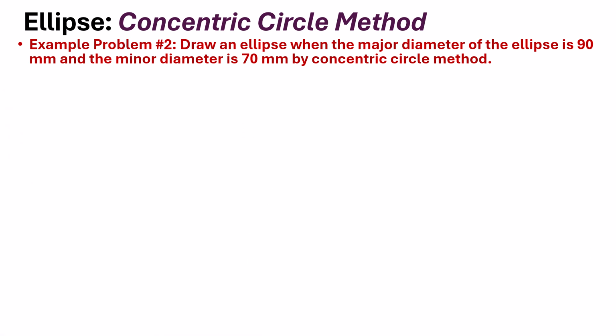Now here is the problem for the construction of an ellipse. The problem says that draw an ellipse when the major diameter of the ellipse is 90 millimeter and the minor diameter is 70 millimeter by the concentric circle method.